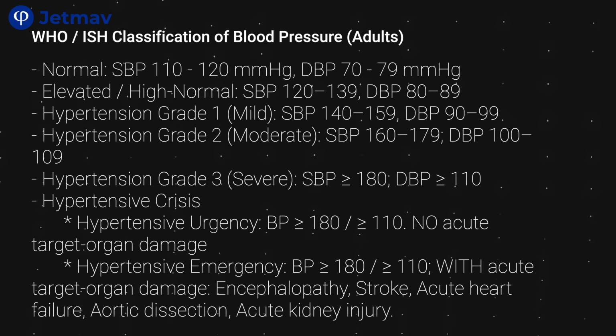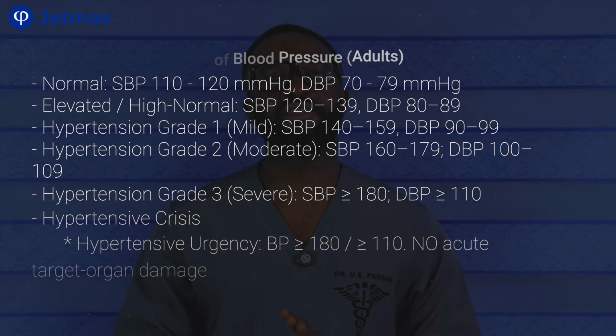The difference is that in hypertensive urgency, there is no acute organ damage. But in hypertensive emergency, there is acute organ damage, such as encephalopathy, stroke, acute heart failure, aortic dissection, or acute kidney injury. In a patient with that level of hypertension, you look for this end organ or target organ damage, and then you'll be able to differentiate between hypertensive urgency and hypertensive emergency.